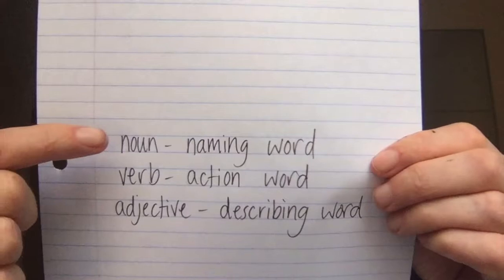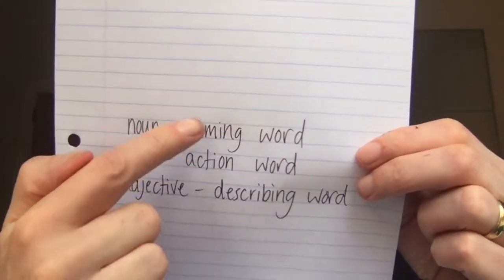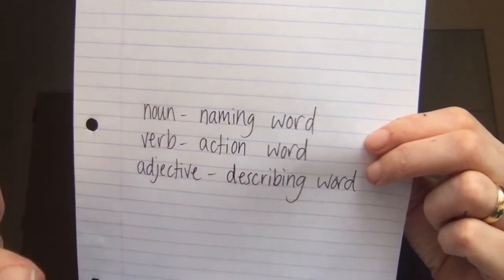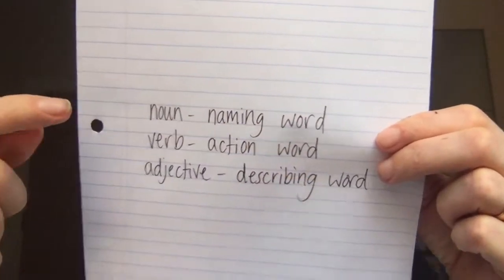If you can remember, a noun is a naming word, the name of a person, a place, or a thing. A verb is an action word, something we can do. I'm drinking, or I'm waving, I can write, I can run, think, eat, jump, and sleep. All those things are verbs, things that we can do.